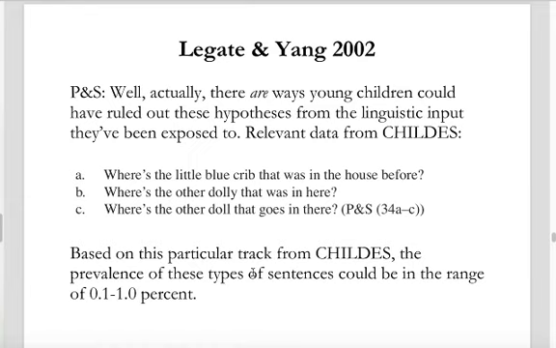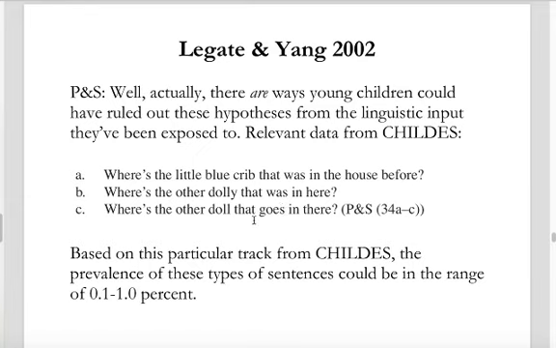So Pullum and Scholz say, hey, actually there are ways young children could have ruled out those hypotheses from the linguistic input they've been exposed to, and they come up with these sentences from CHILDES. Where's the little blue crib that was in the house before? Where's the other dolly that was in here? And so on and so forth. And they estimate, based on this particular track from CHILDES, that the prevalence of these types of sentences in a child's linguistic input could be up to 0.1 or 1% of all the sentences they hear. So 1 in 1,000 to 1 in 100 sentences, somewhere in that range, they're getting that many of these relevant sentences according to Pullum and Scholz.